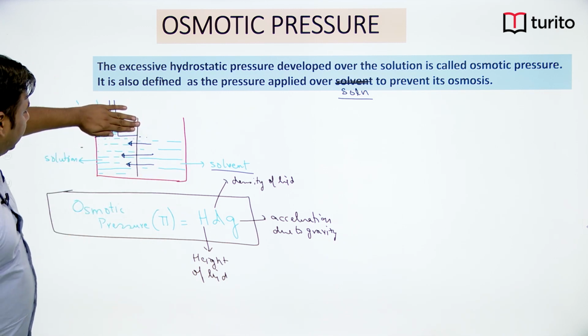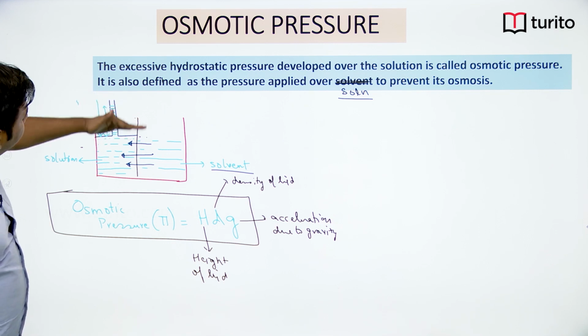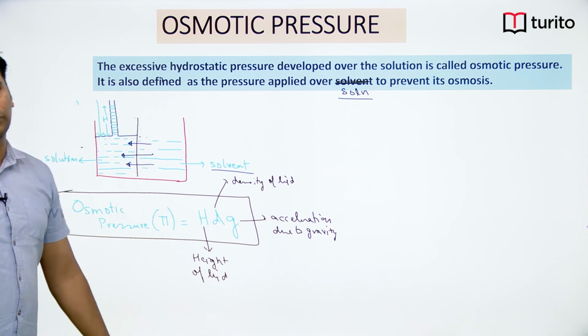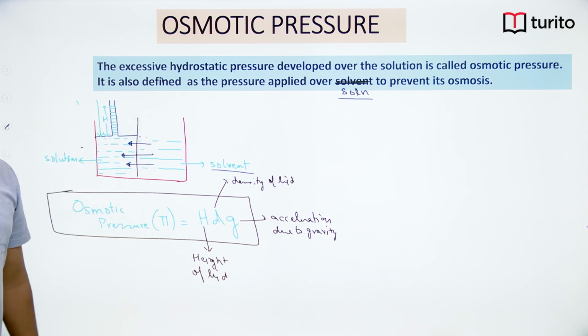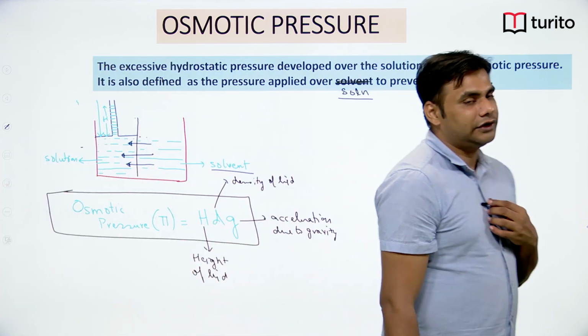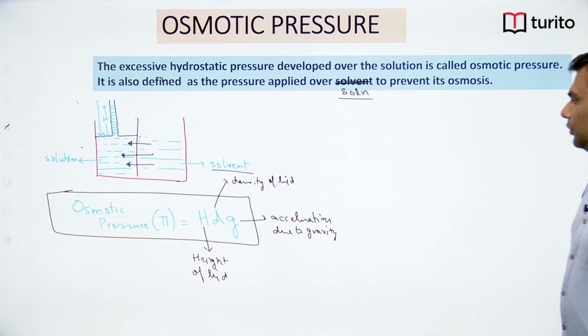Suppose we know the value of osmotic pressure. If we apply the same osmotic pressure at the surface of this liquid, the solvent won't be able to cross the semi-permeable membrane, and osmosis would stop. So this pressure is also known as osmotic pressure. The pressure over the solution that can prevent osmosis from happening is called osmotic pressure.